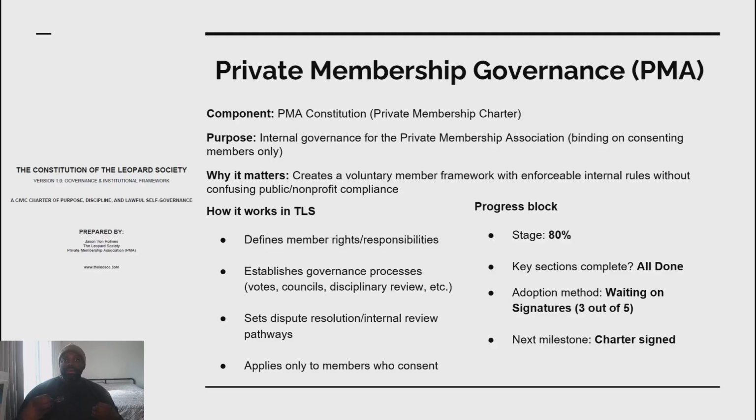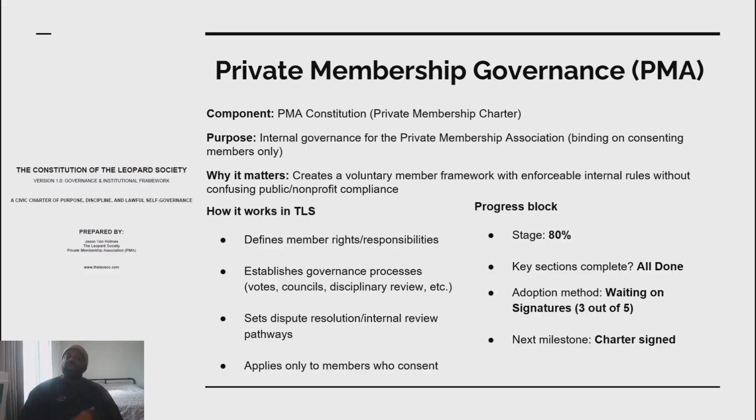It's pretty much saying that, hey, I have read the charter, I understand what the rules are, I understand my member rights and responsibilities, and with that, I give my consent and I sign, without being coerced, the contract that binds me to this. So that's something to keep in mind. It creates a voluntary member framework with enforceable internal rules without confusing public and nonprofit compliance.